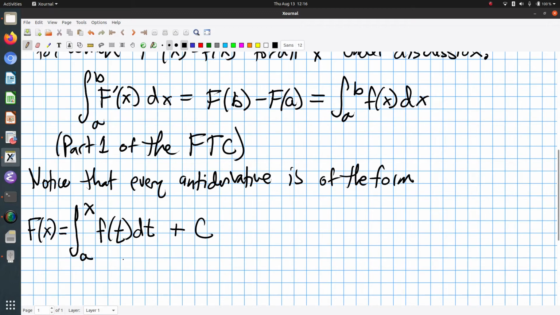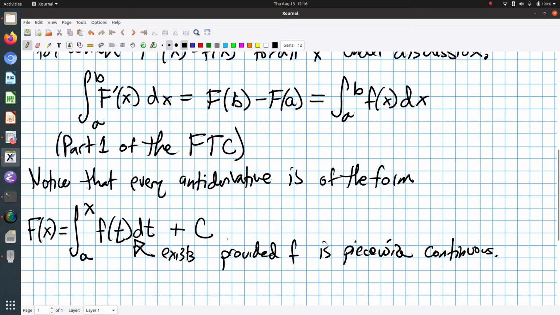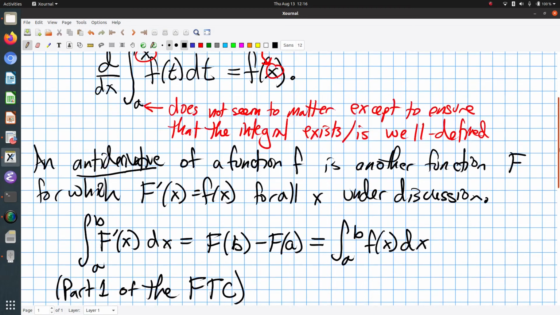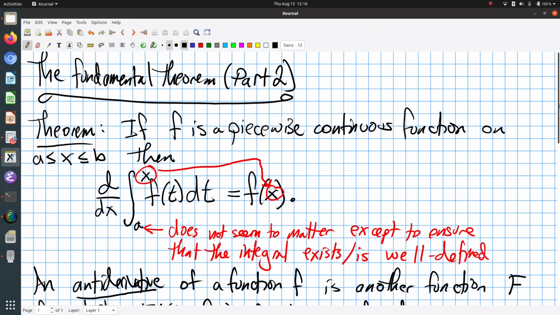Now, when does this exist? This exists when f is piecewise continuous, based on the definition of the Riemann sum. So this exists provided little f is piecewise continuous. Okay, with these pieces in mind, it's now enough to go back to our original statement and prove this theorem.